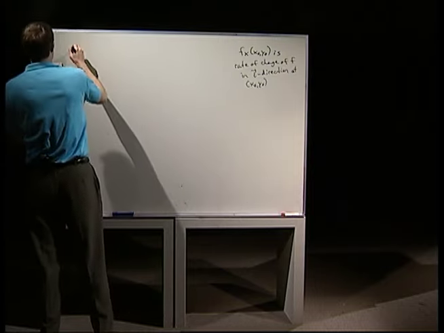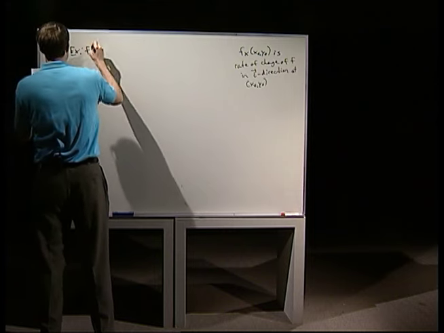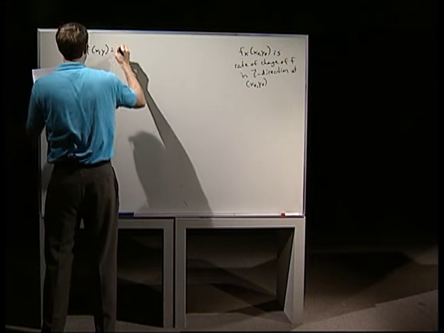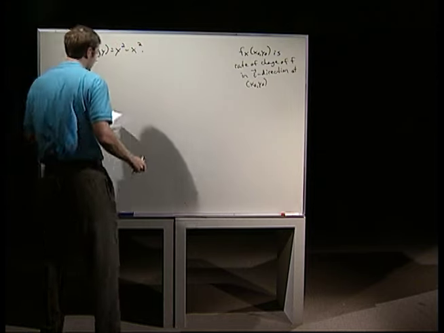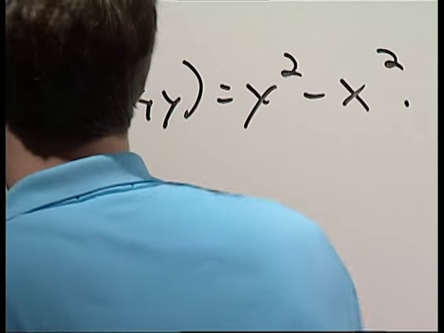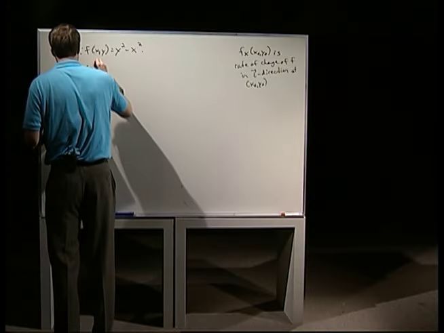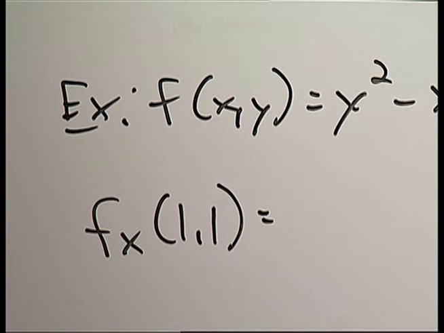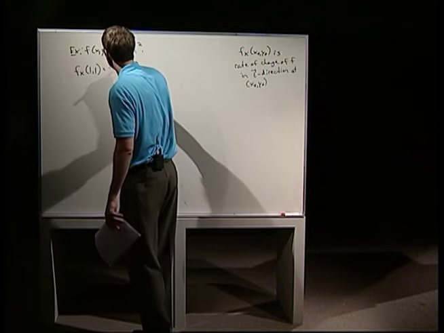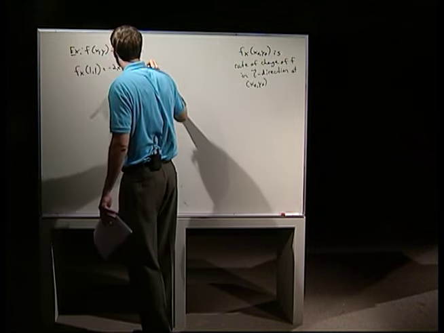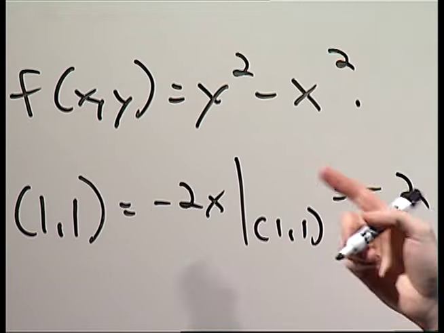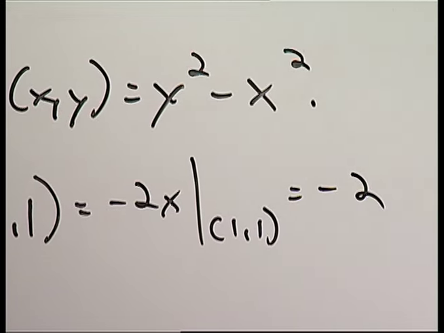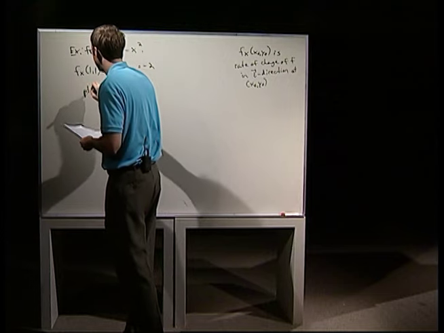So, example, here is a hyperbolic paraboloid, y squared minus x squared. What is fx of 1, 1? Well, numerically, this is easy. For partial derivatives, this guy doesn't have an x in it. Its derivative is 0. It's gone. This guy is just minus 2x. So minus 2x at 1, 1. Y has no bearing on things. It's minus 2. What does this mean geometrically?